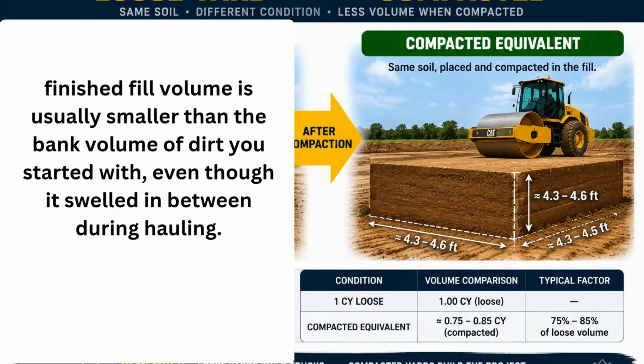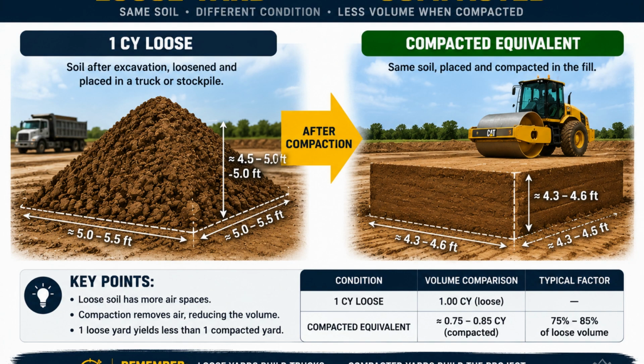This is the number that matters when you're calculating how much material you need to build a section of embankment to grade. If you only think in bank yards, you'll underestimate how much material you actually need to place, because some of that volume disappears into compaction.